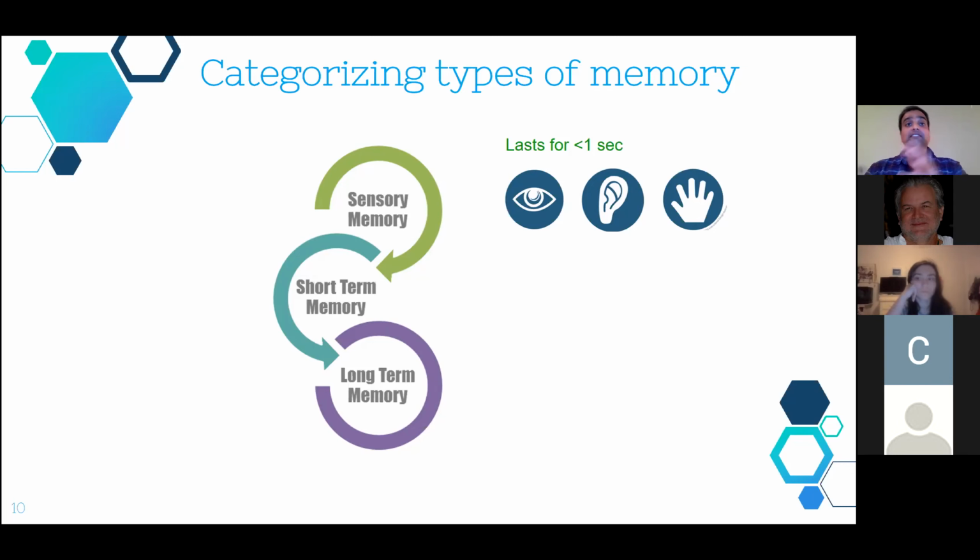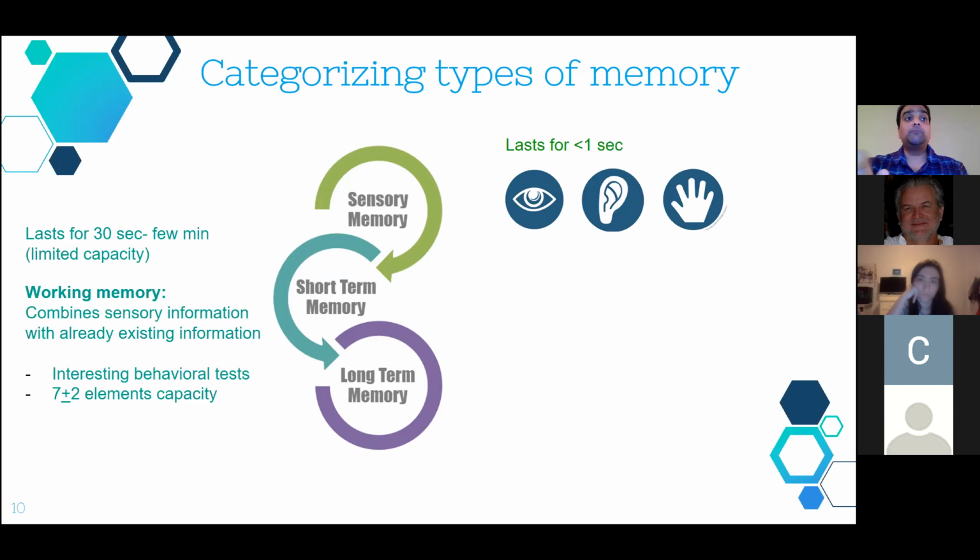All right, so we have these sensory memories that come in. And then the other type of memory is the short-term memory, also called the working memory. Now, working here, the brain starts to combine the sensory information and starts making the assessment whether this information is important or not. And it starts associating it with already existing information. Now, this is a memory that lasts for a few seconds to a few minutes, and it has a very limited capacity.